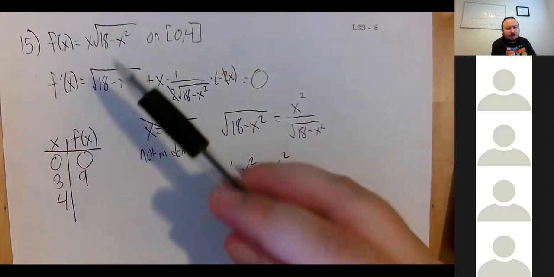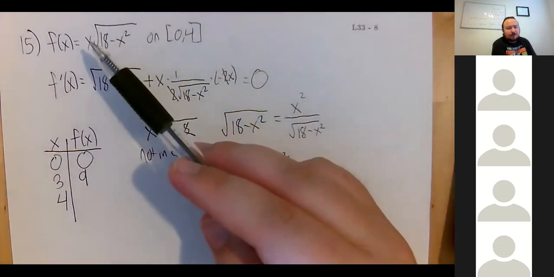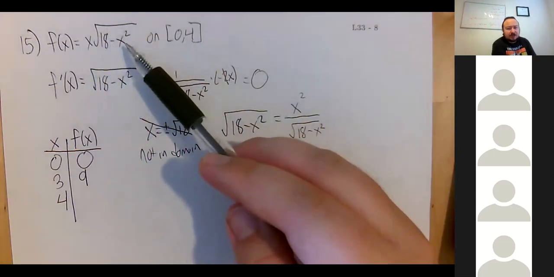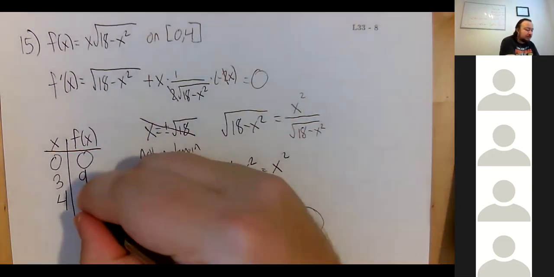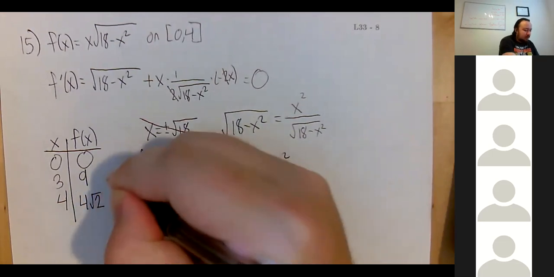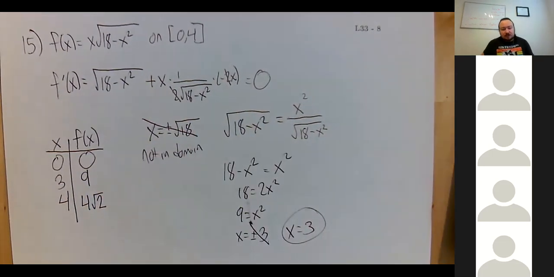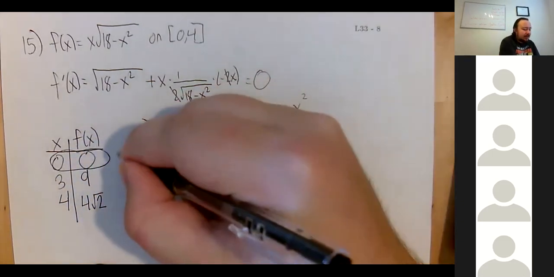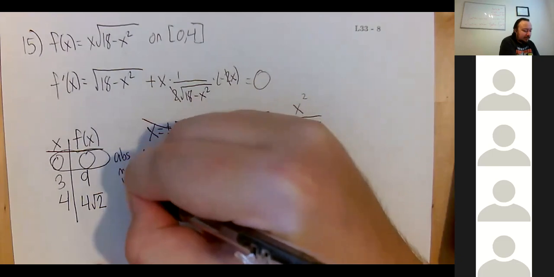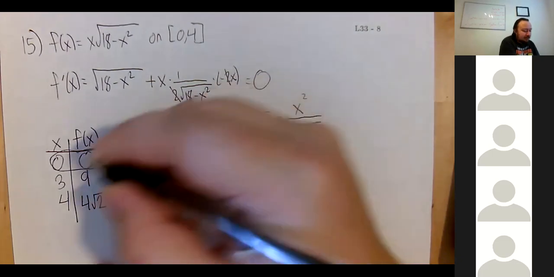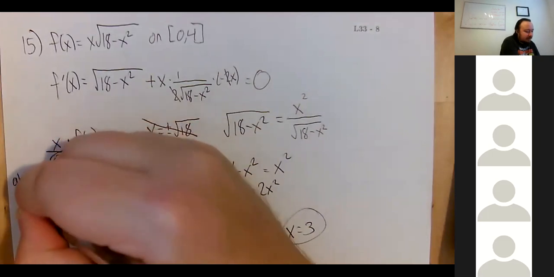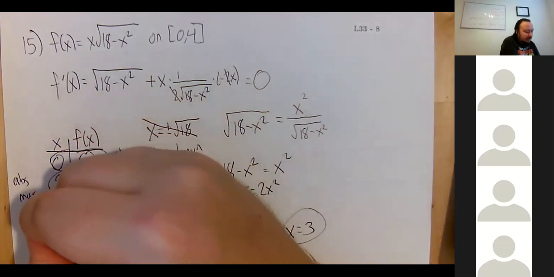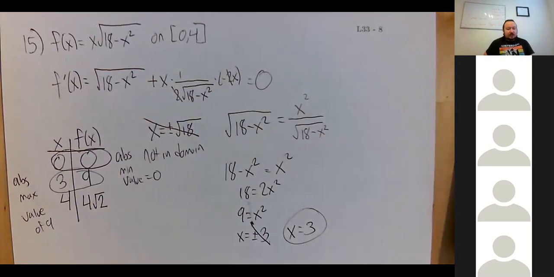And then finally, I would plug 4 into here. We'd have 4 times the square root of 18 minus 16. That would reduce to 4 root 2. All right, so these are our function values. So this means that we have an absolute minimum value of 0. And then we have an absolute maximum value of 9. So there we go.